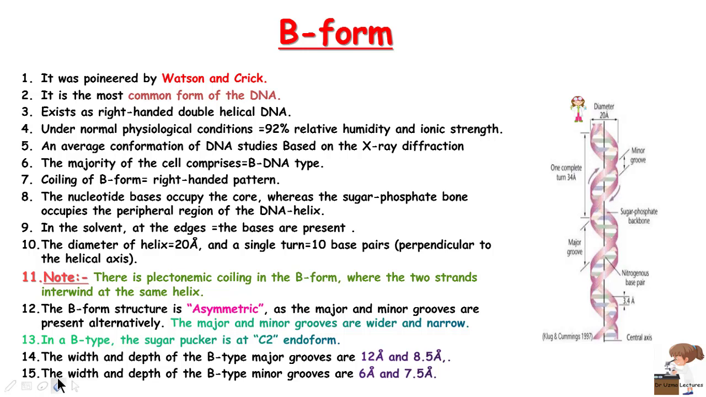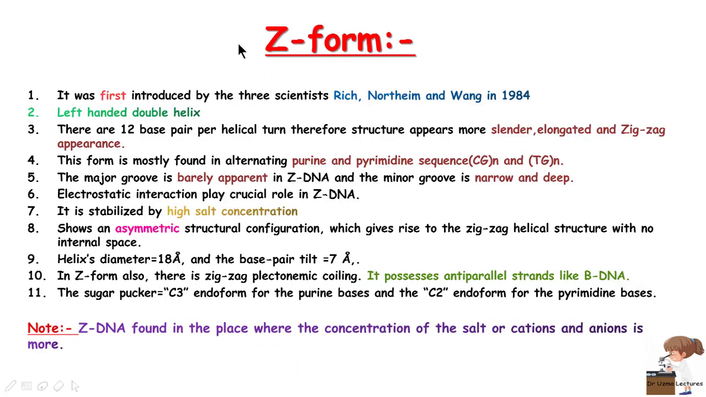The width and the depth of the B-type major groove are 12 angstrom and 8.5 angstrom, while the width and the depth of the B-type minor groove are 6 angstrom and 7.5 angstrom. Now let's take a look at the Z form.